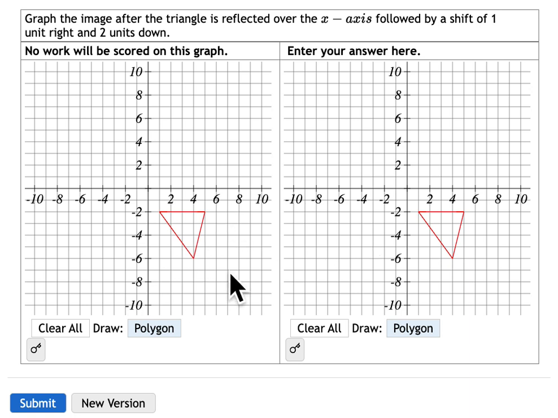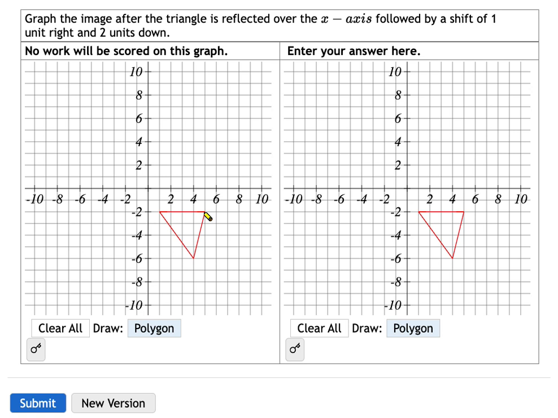So let's go ahead and look here. Graph the image reflected over the x-axis. So recall the x-axis is our horizontal axis right here. So we're going to take this triangle and just flip it up over that axis. Let's go ahead and plot that new triangle.